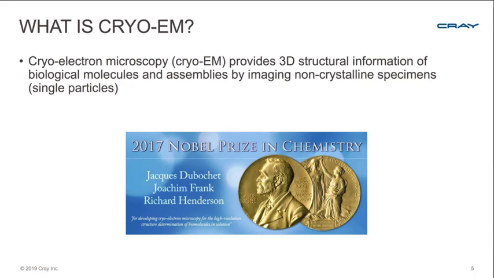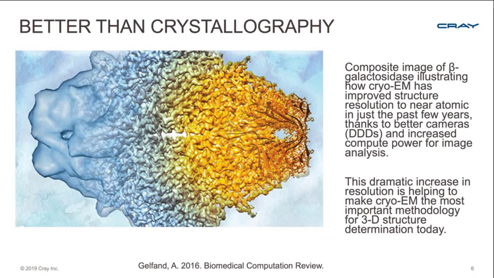Cryo-electron microscopy, or Cryo-EM, is a way of teasing out 3D structural information of biological molecules by imaging non-crystalline specimens of single large molecules. And as many people on this webinar will be aware, it won the 2017 Nobel Prize in Chemistry.